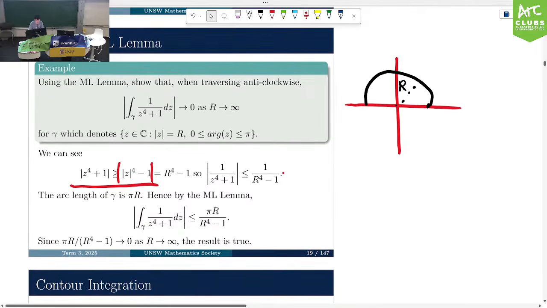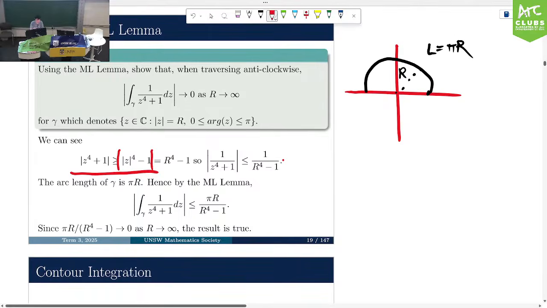By using the ML lemma, the length of the curve here is just the length of a semicircle, so the length L equals pi r. We can just substitute in our ML lemma to obtain this expression over here, this inequality over here.